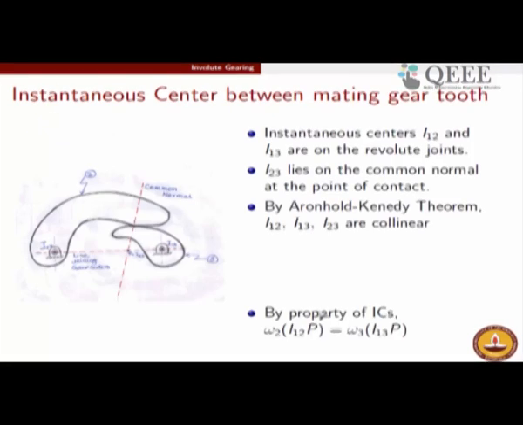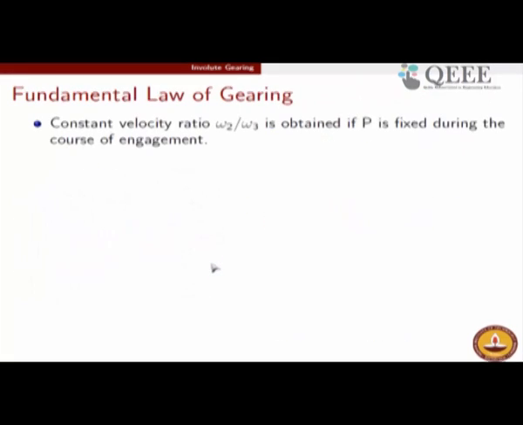So, that essentially means through this analysis that omega 2 by omega 3 can only be fixed if this point P is fixed, because I12 and I13 are fixed. These are fixed with respect to the reference frame. Therefore, these two points do not move. The ratio of omega 2 by omega 3 can therefore remain constant if and only if the point P does not move during the course of engagement. And this is what is called the fundamental law of gearing.